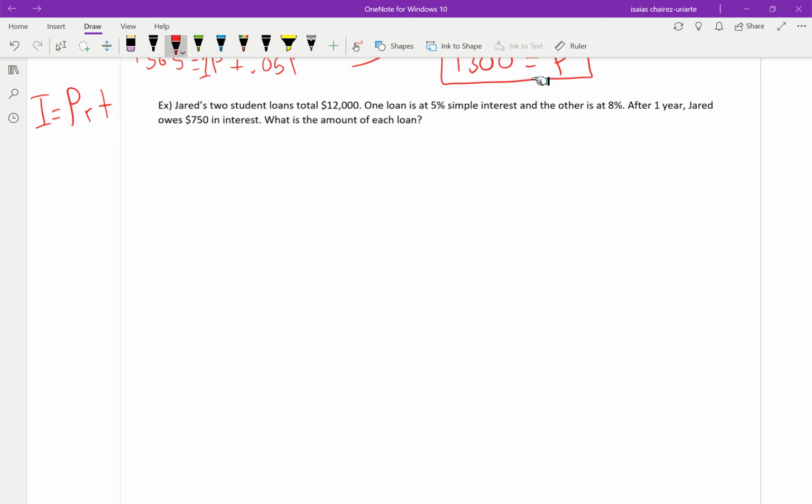So Jared's 2 student loans total $12,000. So Jared has 2 student loans. So he borrowed money from 2 sources. One loan is at 5% simple interest, and the other one is at 8% simple interest. And after 1 year, Jared owes $750 just in interest. So then how much money did he borrow from each one of the sources? Try to pause the video, see if you can answer this on your own.